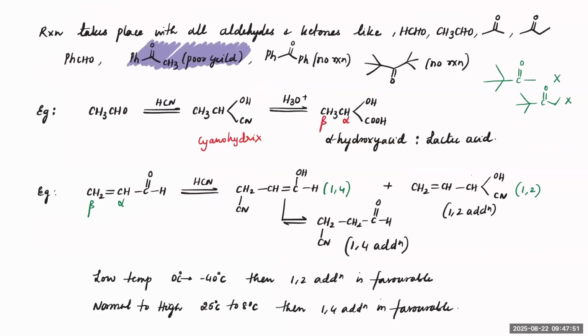Next. If you have an aldehyde, you react with HCN, right? You'll get a cyanohydrin. On further hydrolysis, this cyanide can convert into COOH. So thereby you will get an alpha hydroxy acid, which is called lactic acid.